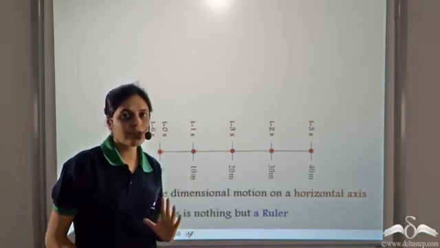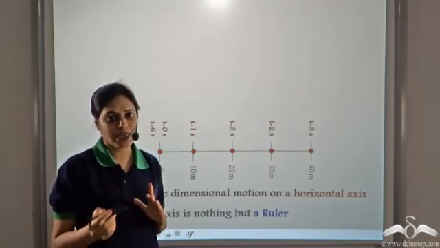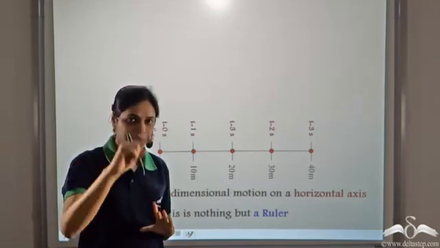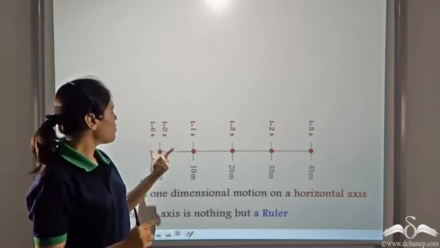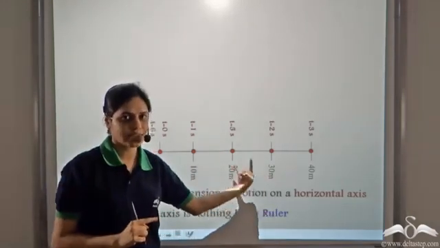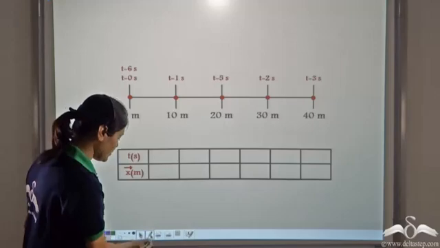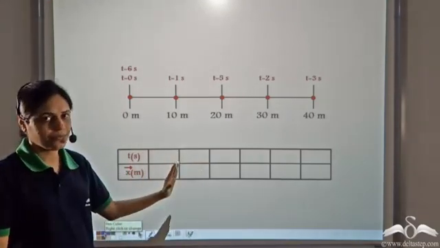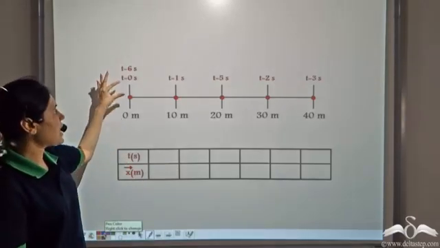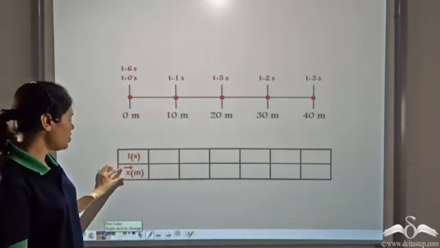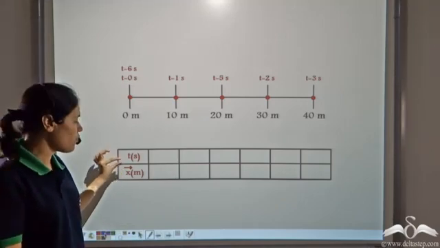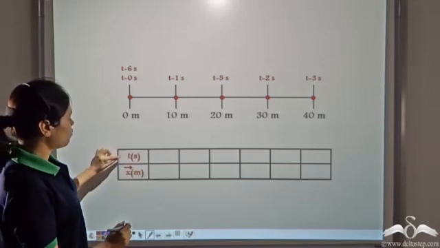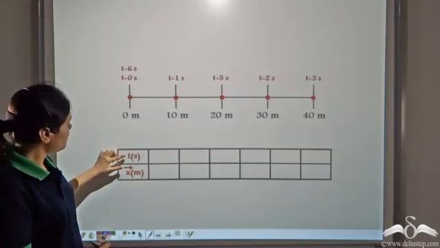We represent one-dimensional motion on a horizontal axis irrespective of the direction in which the motion is taking place. So as in our example, although the ball was being thrown vertically upwards, for that also we represent it on a horizontal axis. And after representing it on this axis, we record the motion in a table. Time is noted in seconds here, and we represent x, which is the position vector, in meters. So let's fill up this table.